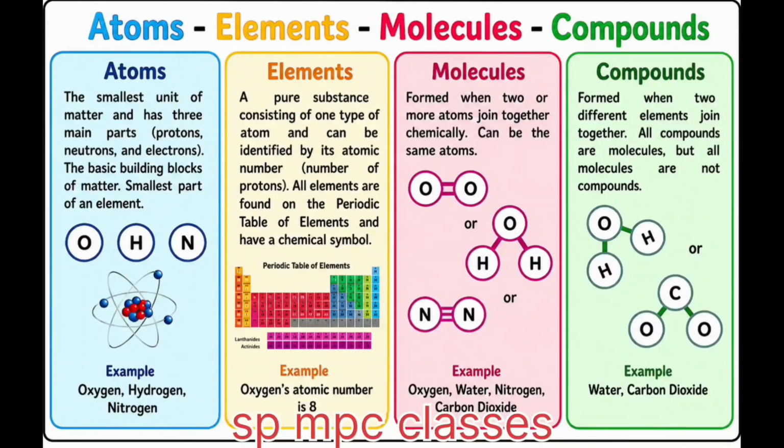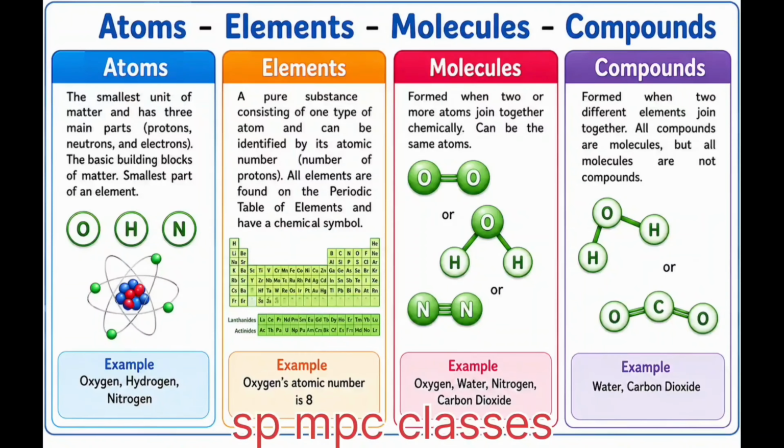Today we are going to learn definitions of atoms, elements, molecules and compounds. This method is known as learning by comparison method. Let us see atoms. Atom is the smallest particle which cannot be further classified into other simpler particles. Atom size is approximately 10 power minus 8, which means it is a very small size. Examples are oxygen atom, hydrogen atom, nitrogen atom.